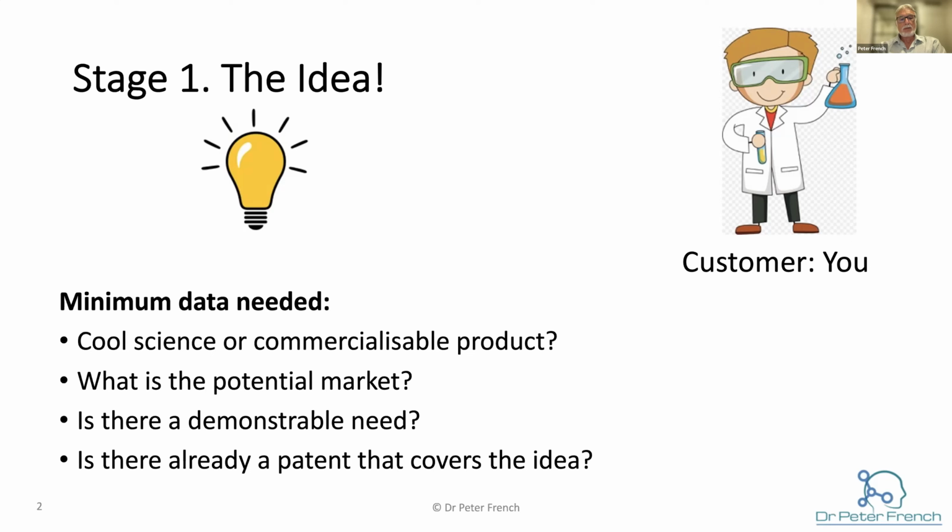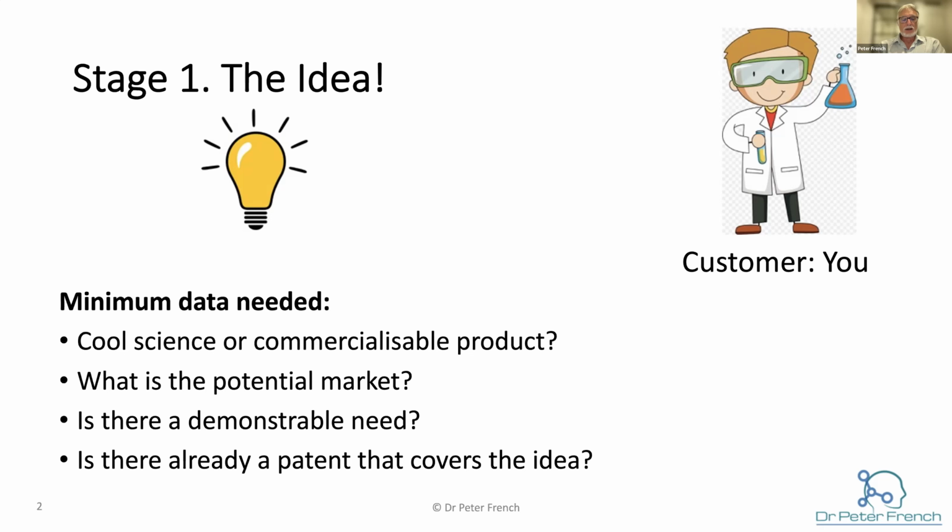Now, if the potential market is big and there's a demonstrable need for it, and you've done a search, and you can search a number of databases, including the US Patent and Trademark Office database, USPTO database, and you've done that search, then it's time to take the next step. At this stage, you should have kept it to yourself. Don't publish it. Don't talk about it in seminars. Don't talk about it over a dinner party.